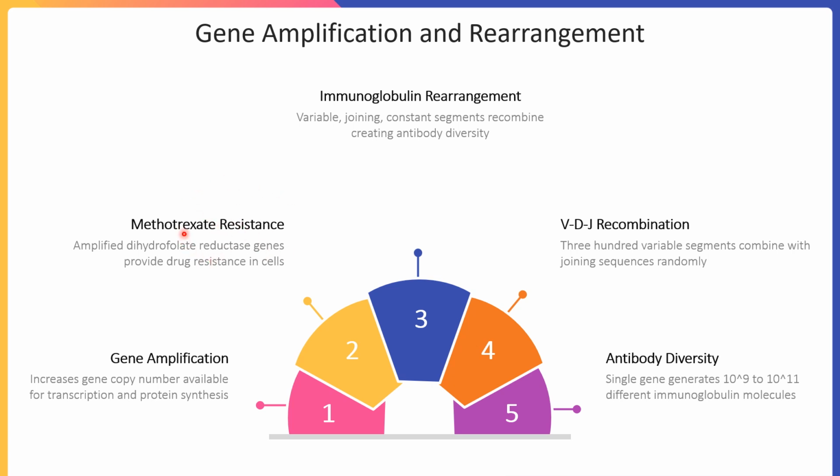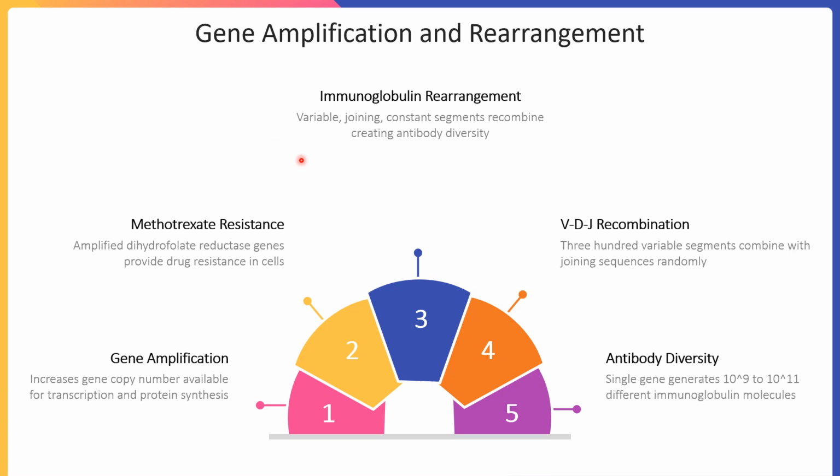So how does the resistance take place? The cancer cells will produce amplified genes for dihydrofolate reductase. That means we are targeting the dihydrofolate reductase enzyme to be destroyed. It should be inhibited, but the cancer cells are producing more dihydrofolate reductase. Even though we are targeting it with the drug, the cells amplify the genes needed for dihydrofolate reductase and produce more of the enzyme. So it causes methotrexate resistance. This is an example of gene amplification.